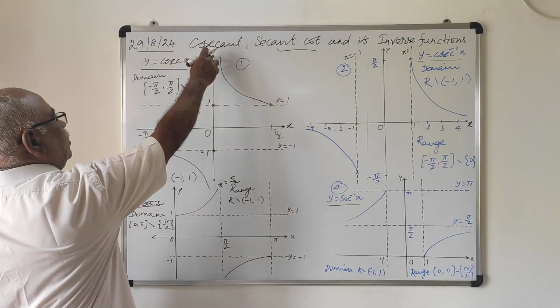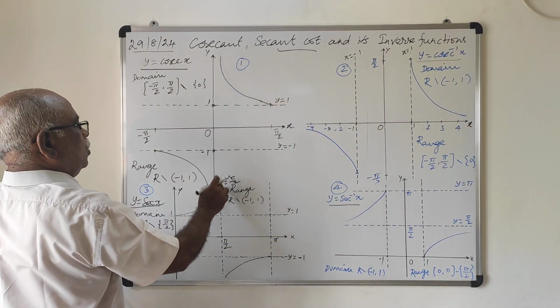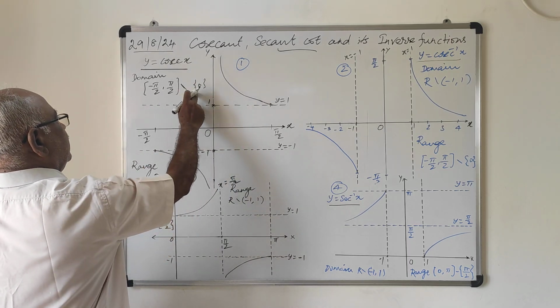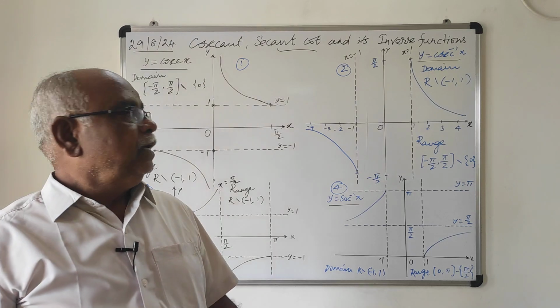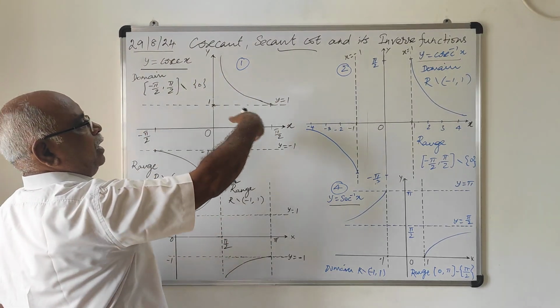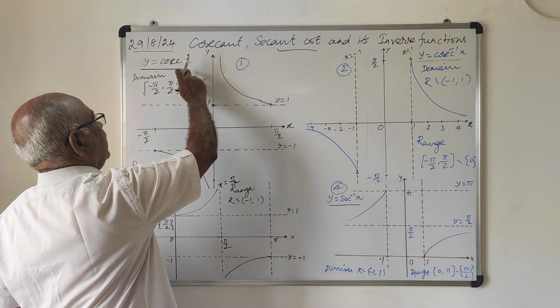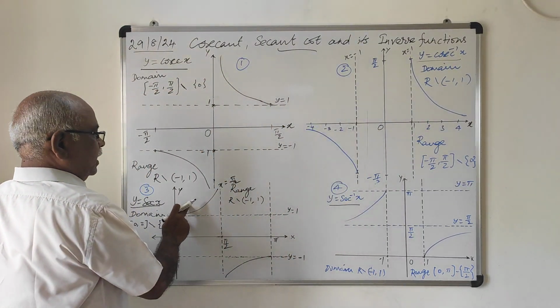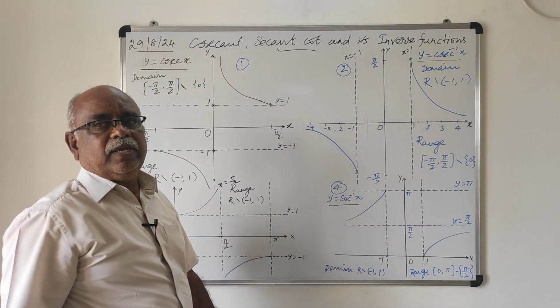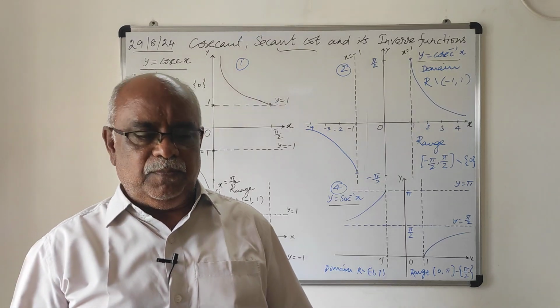Similarly, this is x 0. Excluding 0, x equal to 0 is the asymptotic line. So these four diagrams express the graphs of cosecant x, cosecant inverse, secant x, and secant inverse. Using these ideas, we are going to solve some problems. Okay?